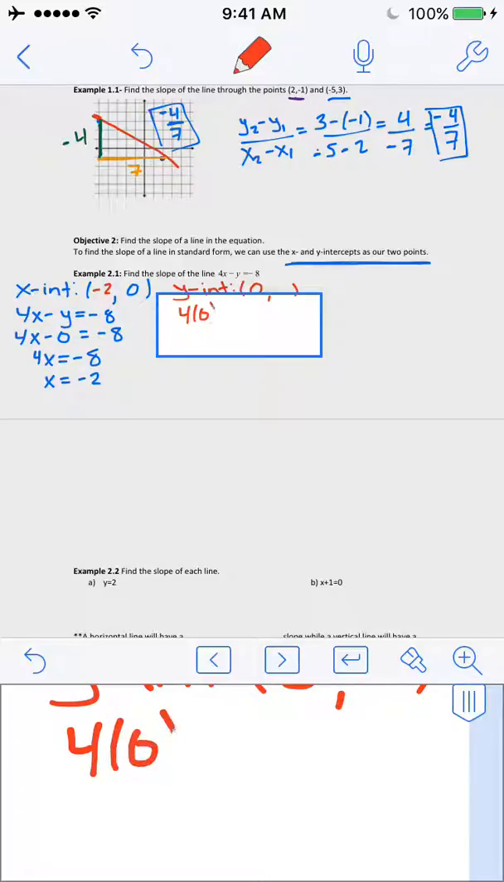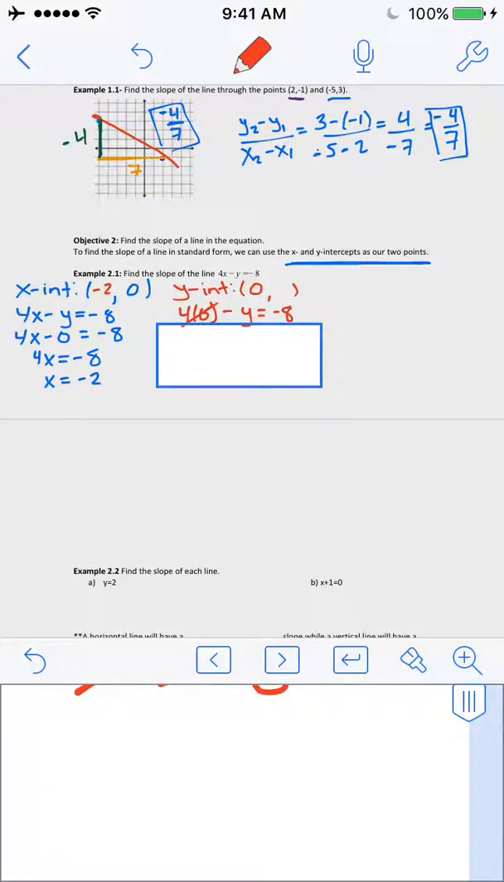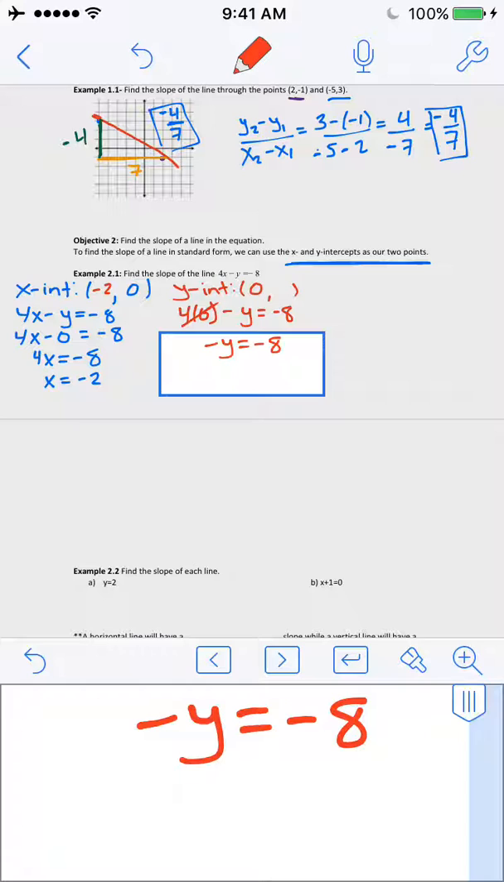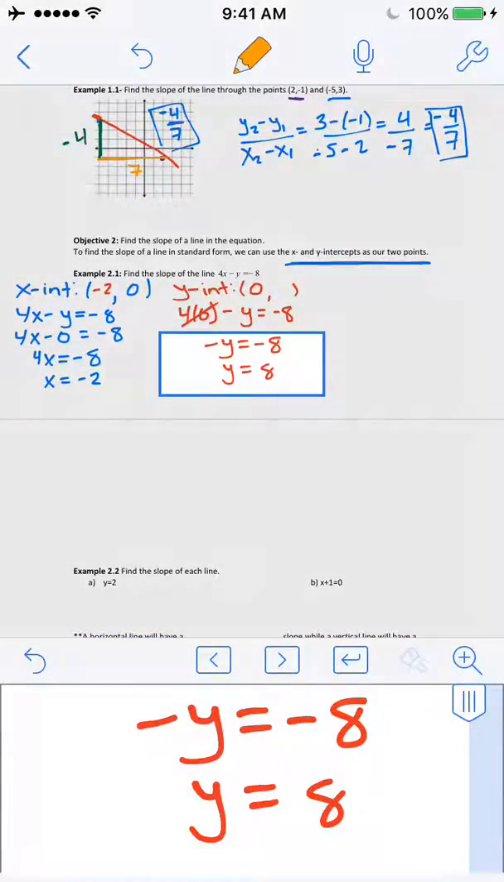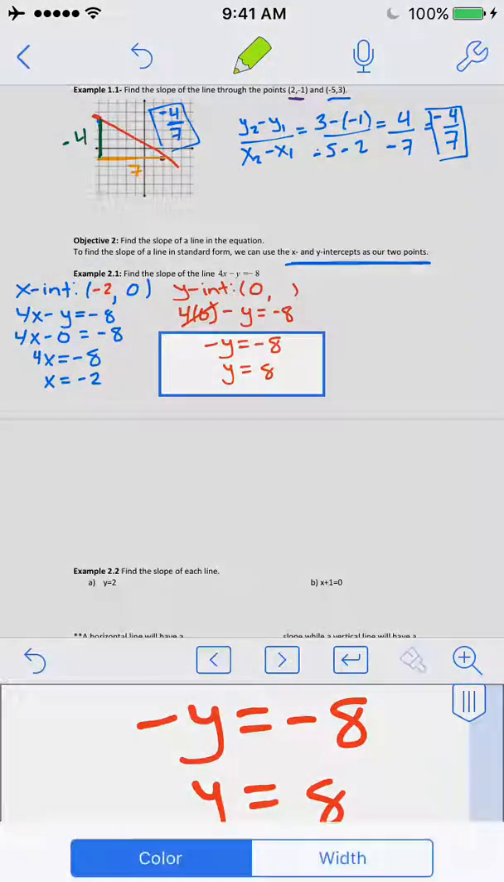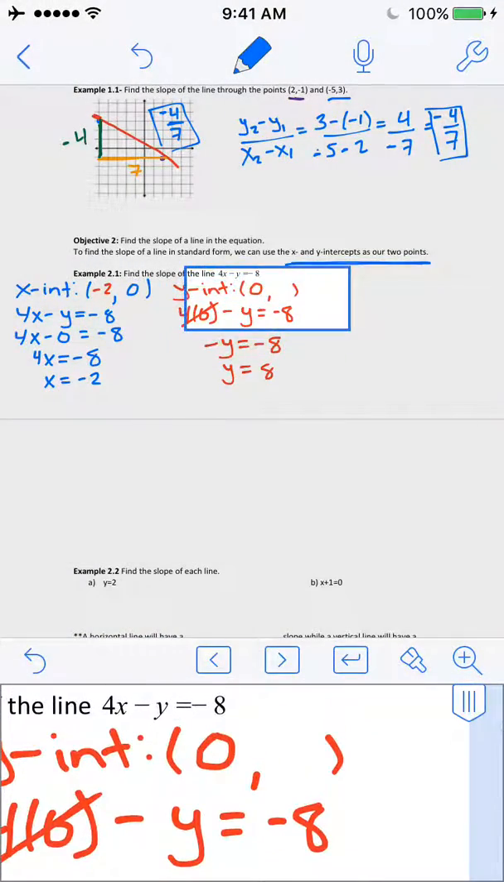4 times 0 minus y equals negative 8. Anything times 0 is just going to go away. So it would be 0 minus y, and 0 minus y doesn't change anything. So minus y equals negative 8. And then divide by negative 1, you get y equals 8. So for x is equal to 0, let's do green. Let's do green that's not ugly. Y is 8.